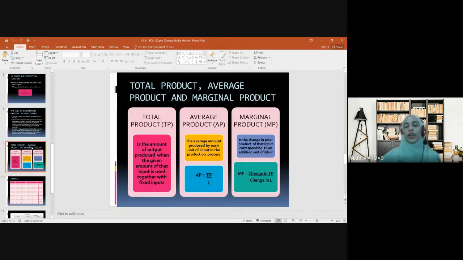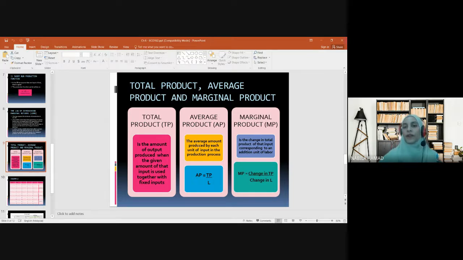Okay, so kita tengok concept of production in the short run. Kita ada total product, average product dan marginal product. So what is total product? It is basically output lah. The amount of output produced when the given amount of that input is used together with fixed input. So it is basically output. Output yang dihasilkan oleh inputs.